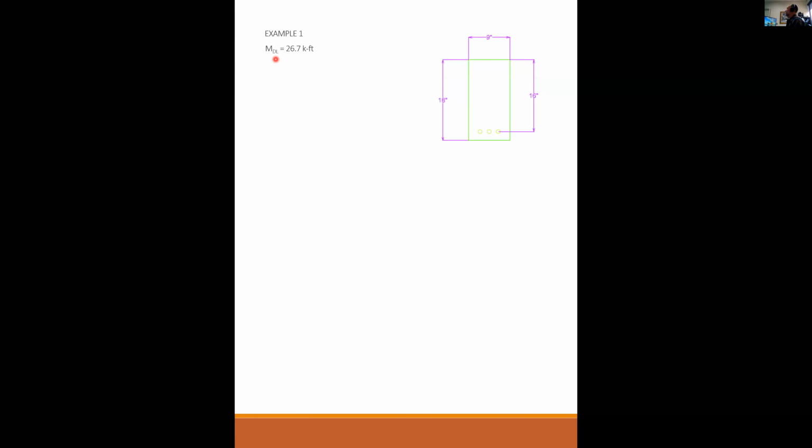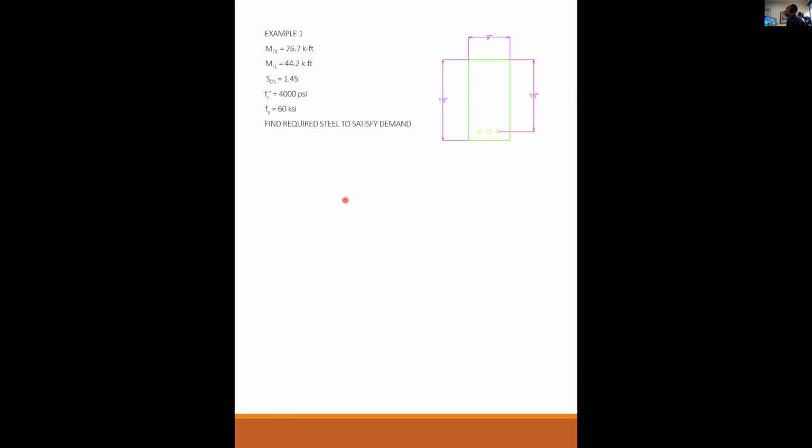So the moment from the dead load is 26.7 kip feet. Moment from the live load is 44.2 kip feet. The SDS factor is 1.45 for this particular project. F prime c design that we're using is 4,000 psi. The steel is 60 ksi. And we need to find the required steel to satisfy the demand on this beam. So of the five things, we know four. We know the grade of the concrete, we know the grade of the steel, we know the depth, and we know the width, but we do not know the area of steel. So that's what we need to design, is the area of steel.